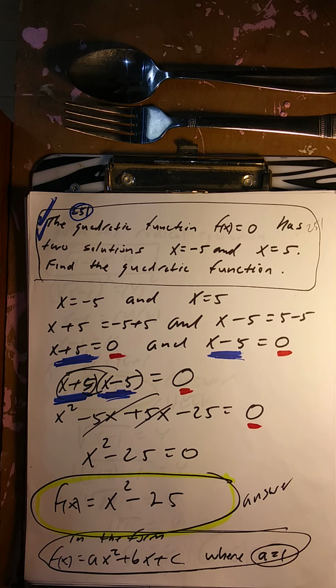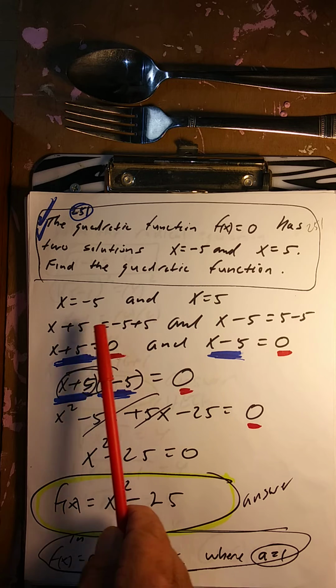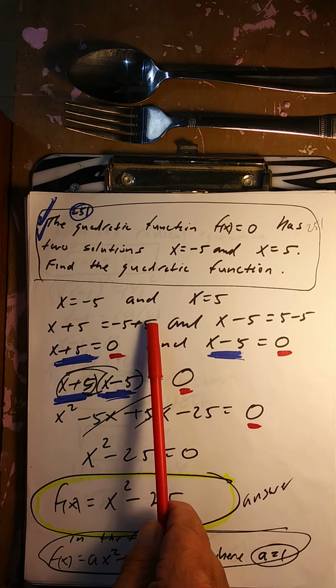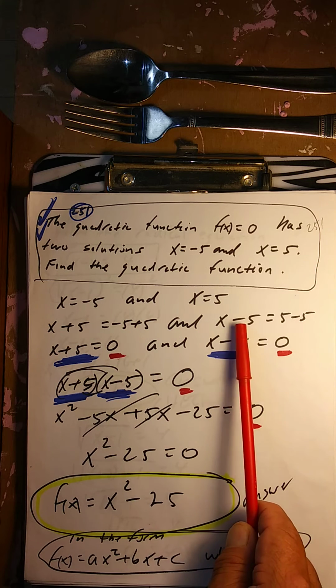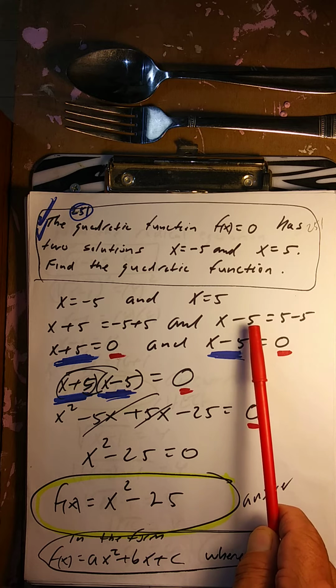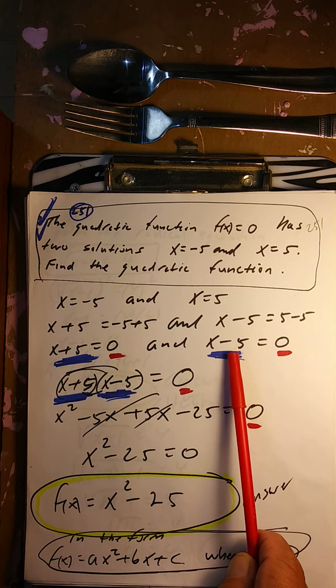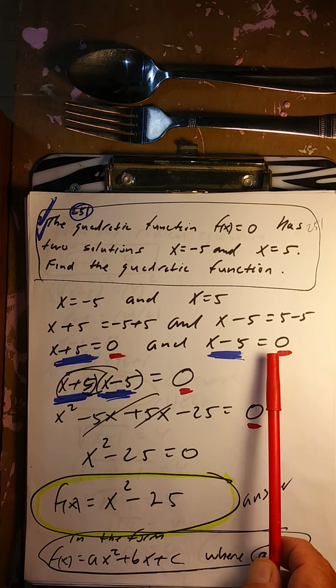Okay, again. Quadratic function f of x equals 0 has two solutions. X equals negative 5, x equals 5. Find the quadratic function. Okay. X equals negative 5 or x equals 5. So now, again, x plus 5 equals negative 5 plus 5. So these are gone. So we have 0. X plus 5 equals 0. And x minus 5 equals that. So we're going to go x minus 5, 5 minus 5. So that's 0. So now we have x plus 5 equals 0. X minus 5 equals 0.